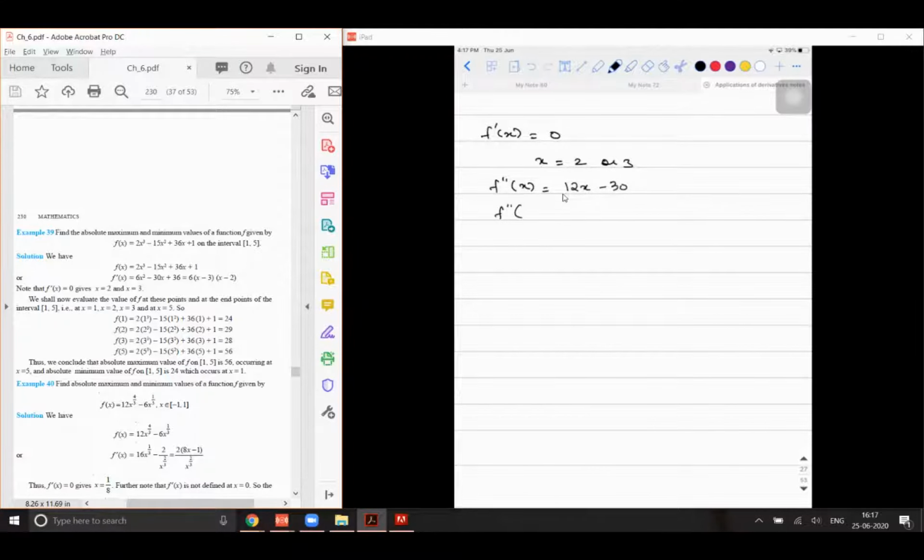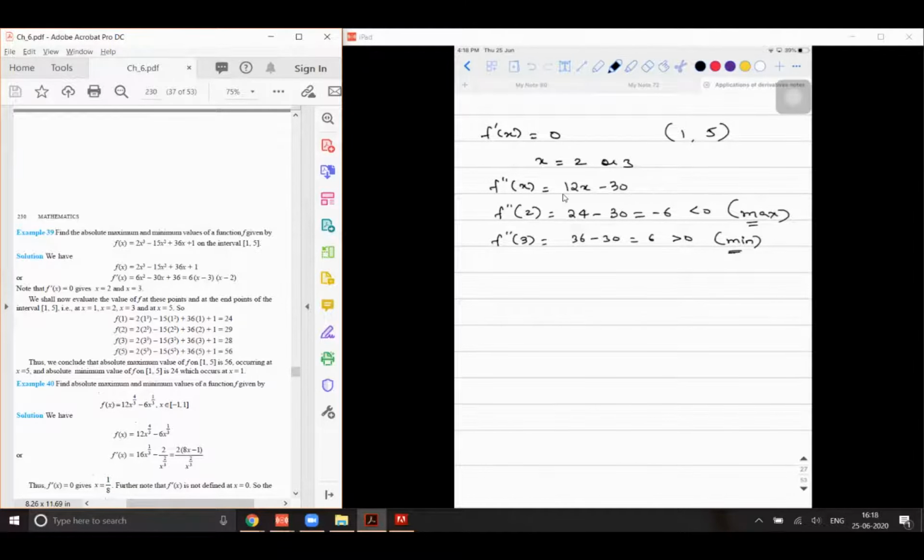Now what will you do? The second derivative test says f double dash of 2 is how much? 24 minus 30, it is minus 6, so it is less than 0. f double dash of 3 would be 36 minus 30, which is 6, which is greater than 0. So this is the point of maximum, this is the point of minimum. This is the way we have been doing the problems till now. Right? So this would have been the maximum value and this would have been the minimum value provided you had defined the function in the open interval 1 to 5.